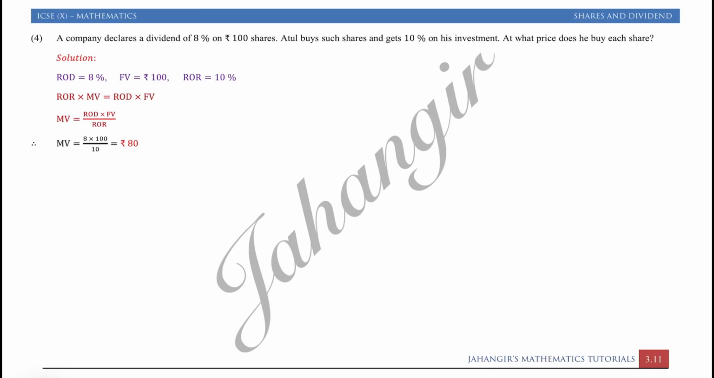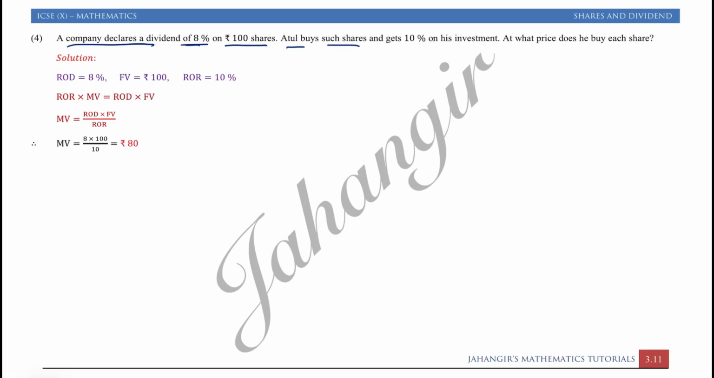Question number 4. A company declares a dividend of 8% on rupees 100 shares. On rupees 100, you are not getting it at 100. Whenever they say quoted at, or you are buying it at this much rupees, that means it is market value. Otherwise, it's a face value.